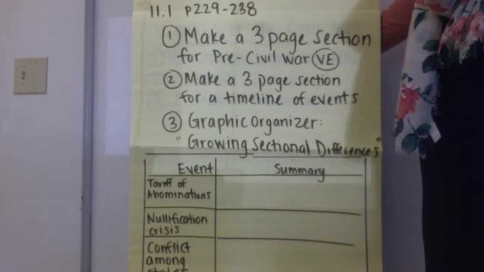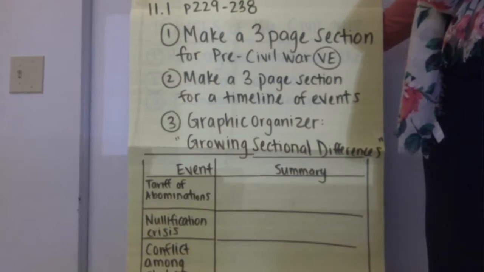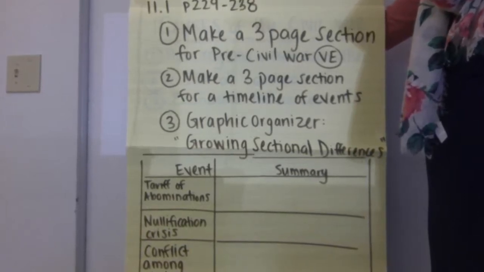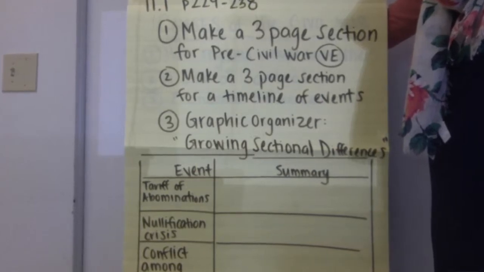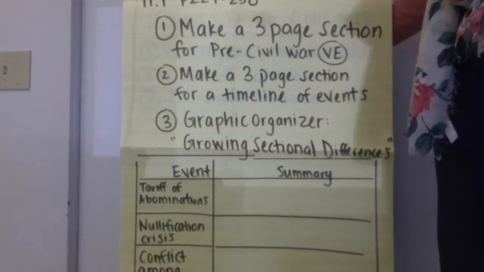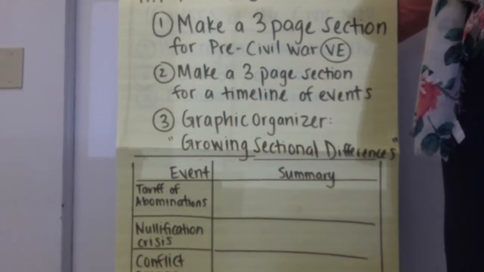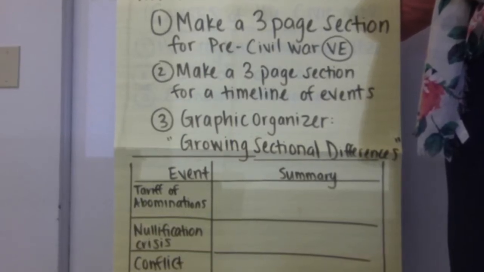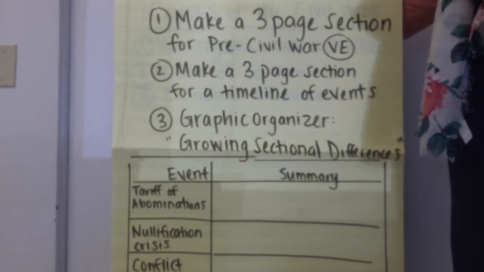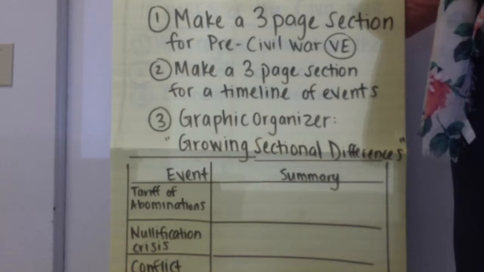And the third thing is what we're going to do right now together, and that's creating a graphic organizer about those growing sectional differences. So on one half, you're going to have the event, and on the other column is going to be the summary. The events that we're going to talk about today are the Tariff of Abominations. That's the first one. And then leave, I'd say, 4 or 5 lines. And then make one for the nullification crisis, space it out pretty evenly, and then conflict among states.